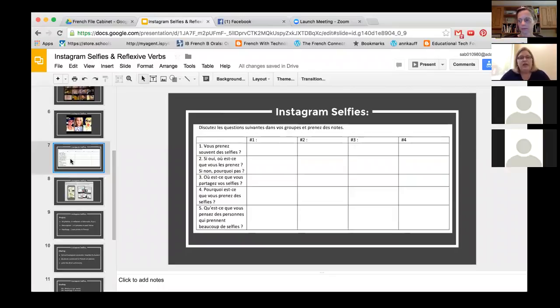Question number 3 is, where do you share your selfies? Maybe they have an Instagram account, maybe they don't. Maybe it's just through Snapchat. There are so many different platforms out there. Number 4 is, why do you take selfies? And then number 5 is, what do you think about people who take lots of selfies of themselves?